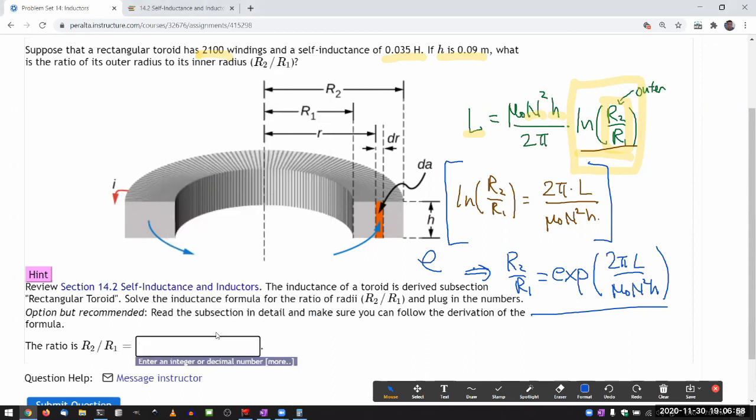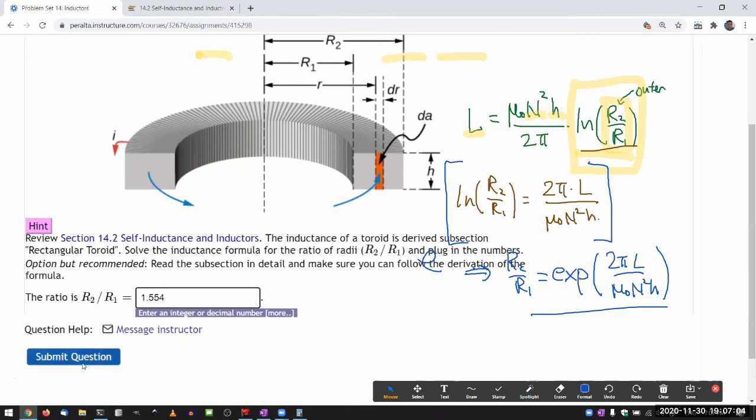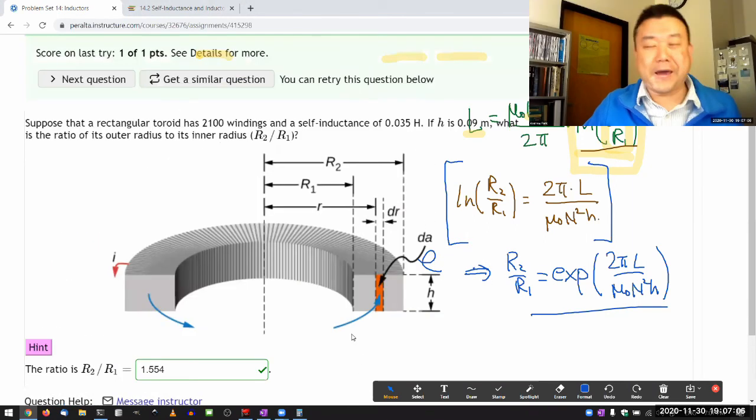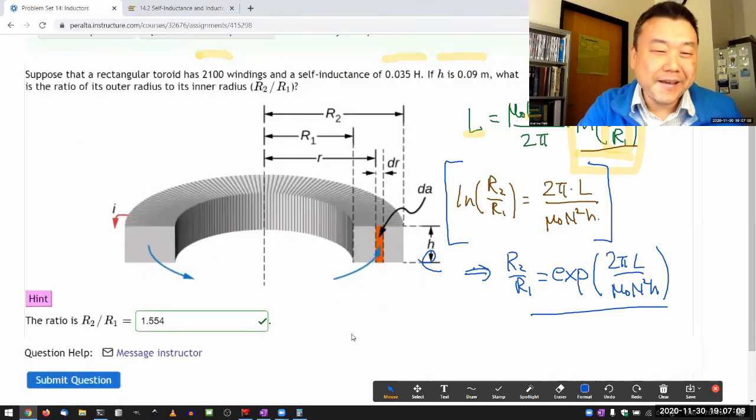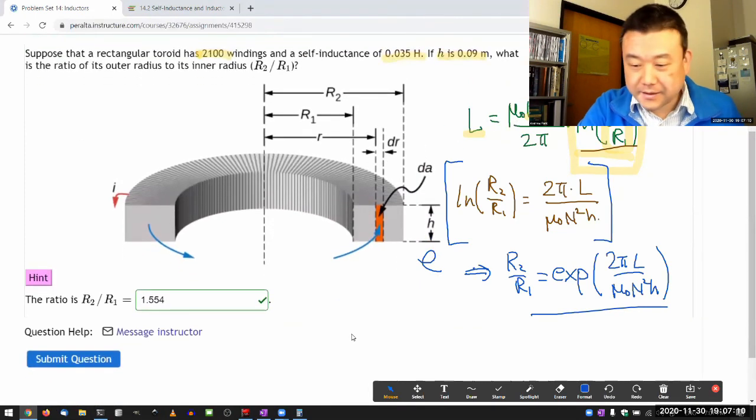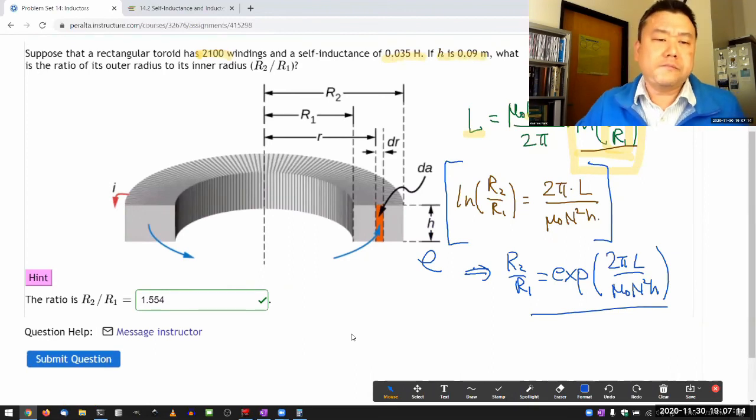1.554. Let me plug in the numbers, and if I get it wrong, I'll assume I misremembered the mu naught and do it all from alpha. So yeah, okay, I didn't misremember. So that's it. That's the short homework set that you had, or still have until midnight tonight, or usually past.